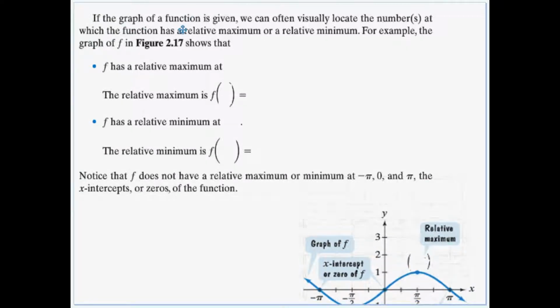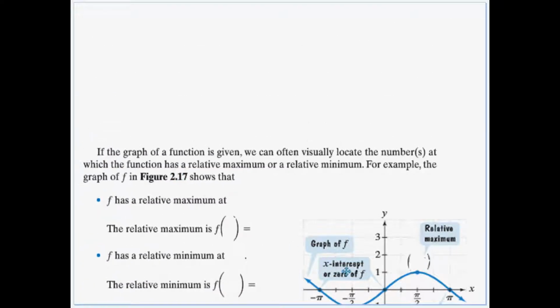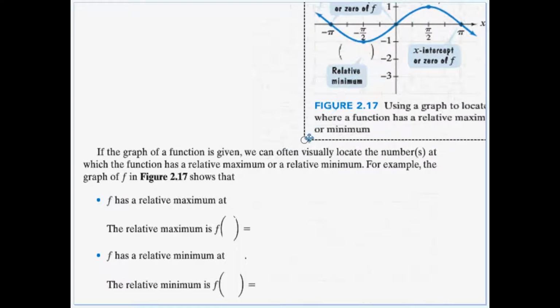Now, if the graph of a function is given, you can often visually locate the number or numbers at which the function has these mins and maxes. For example, I'll drag up this graph here in a minute and we'll figure out where these mins and maxes are. Let me put this down here and I'll bring the graph up here.